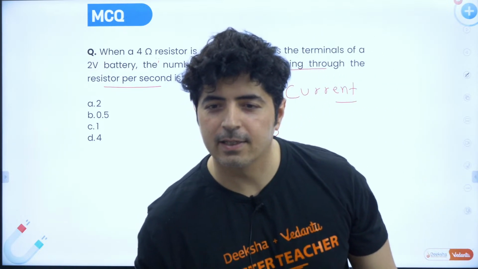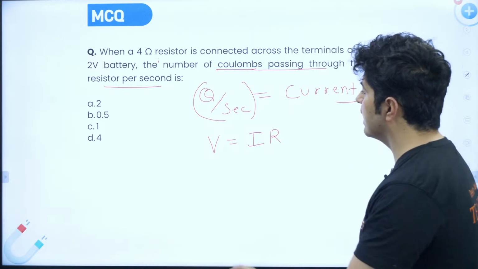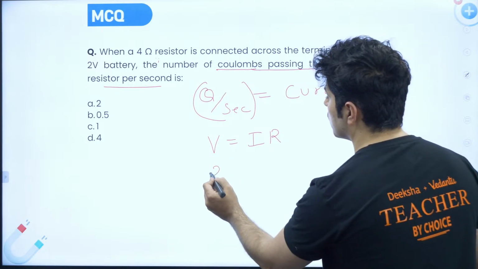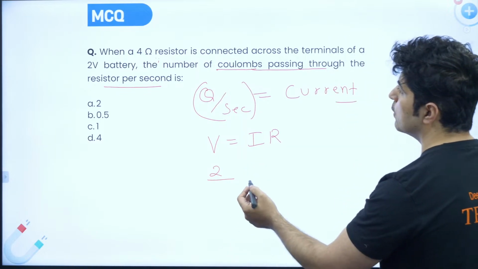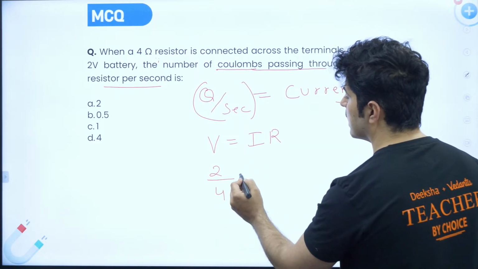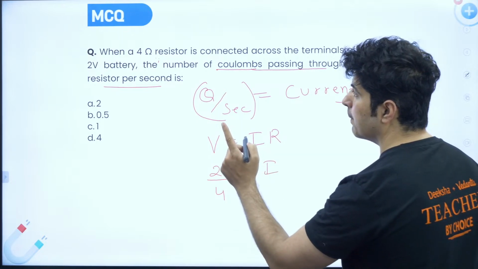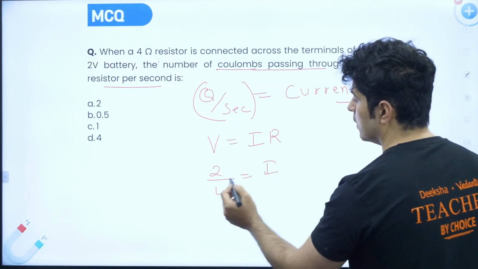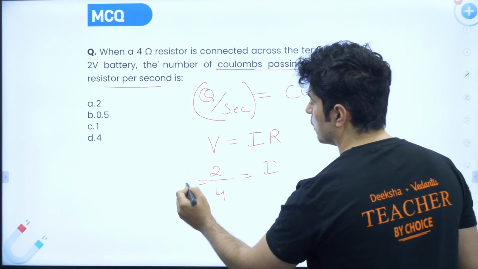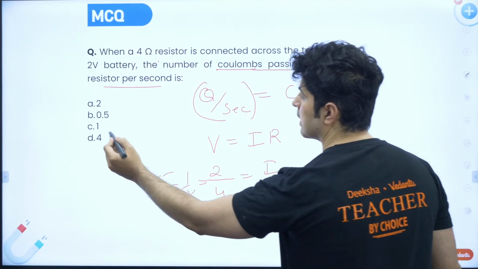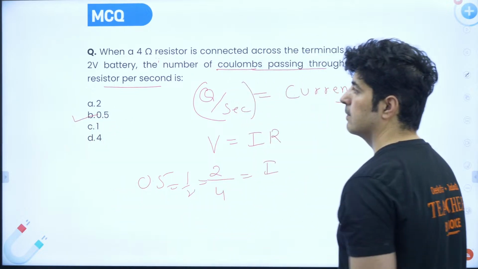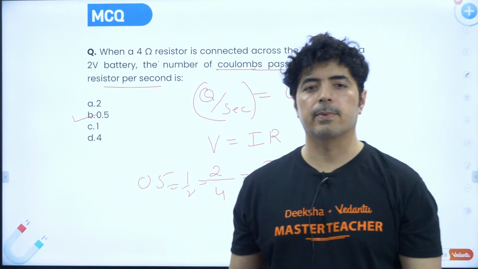Okay, fine. So the answer over here is 2 by 4 is equal to I. Absolutely correct. I can see a lot of people are writing the right answer. The answer will be in ampere, remember. So this is 1 by 2, 0.5. So you have your answer as 0.5. It's pretty simple, pretty clear.